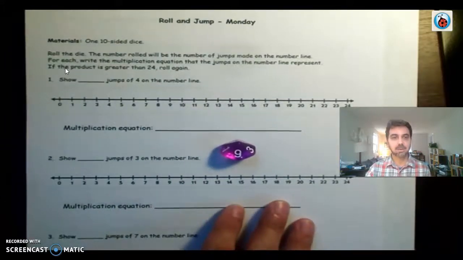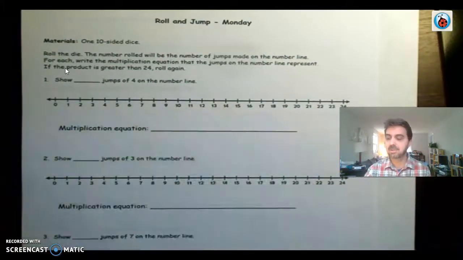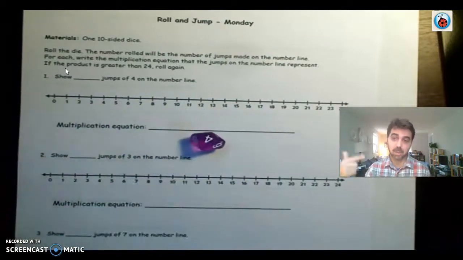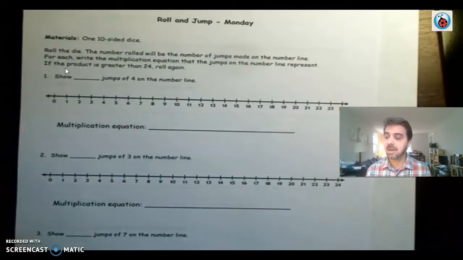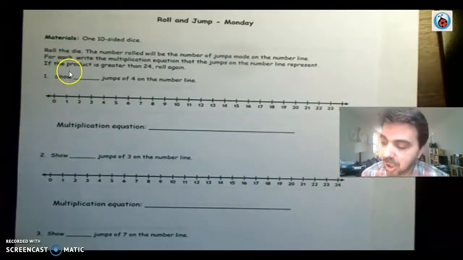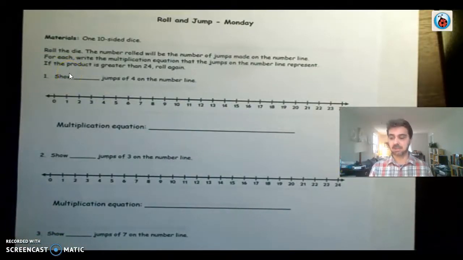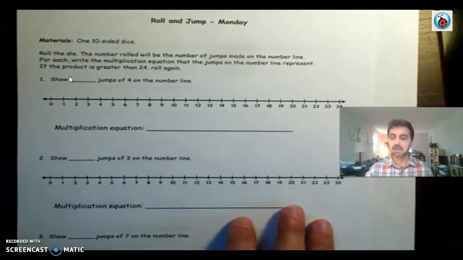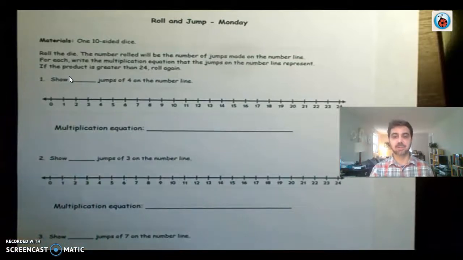So here's how this works. The directions say, roll the die. This is one die. If there's more than one, it's dice. The number rolled will be the number of jumps made on the number line. For each, write the multiplication equation that the jumps on the number line represent. If the product is greater than 24, roll again, because we only have to 24 on this. So I'm going to do the first one, then you're going to try it, okay?